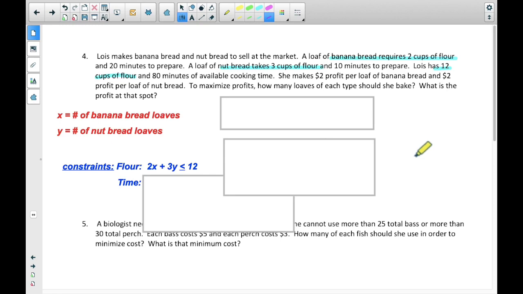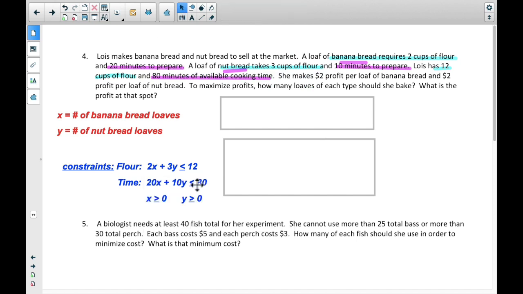Now we're going to look at how much time she has. So we're going to look specifically for anything that deals with time. So she has 20 minutes to prepare the banana bread, and she has 10 minutes to prepare the nut bread. So we need to put those together in an inequality, and her limitation is she only has 80 minutes altogether. So 20 minutes for the banana bread, 10 minutes for the nut bread, and she only has 80 minutes altogether. So those are our constraints.